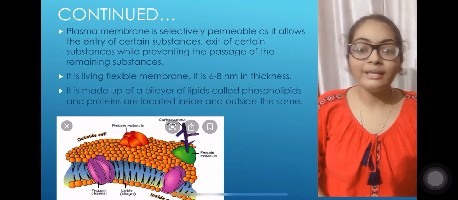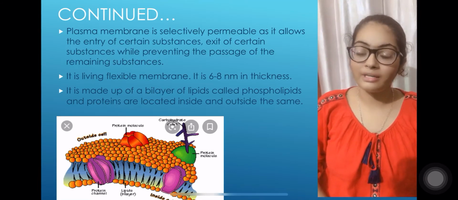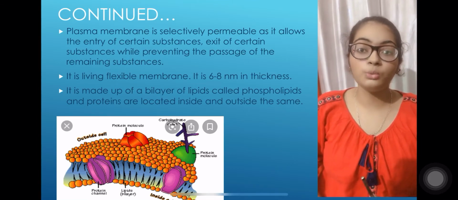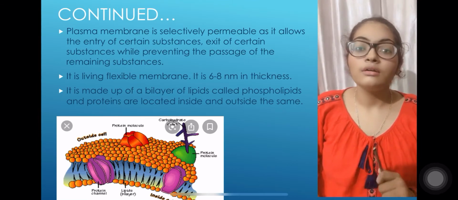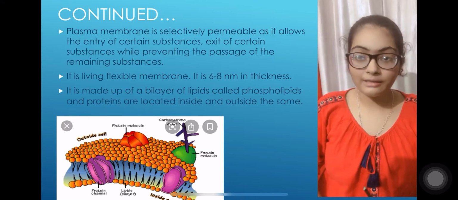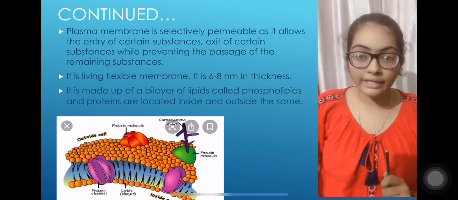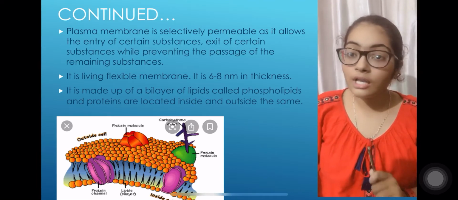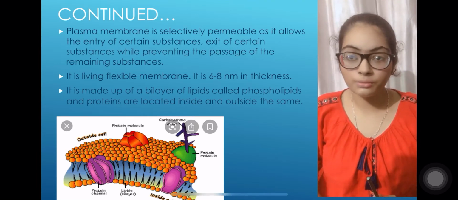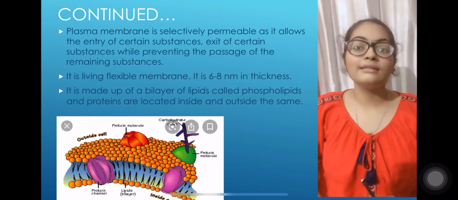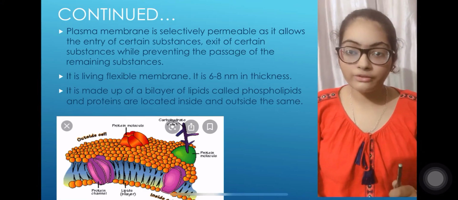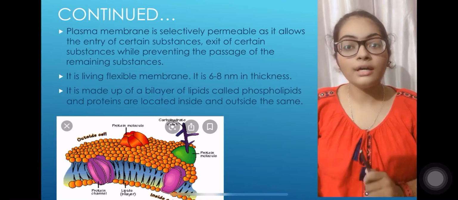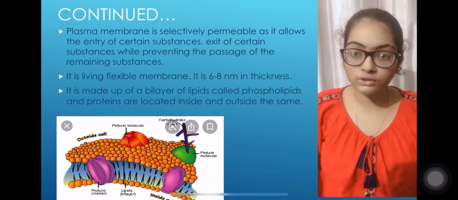Plasma membrane is a selectively permeable membrane. What do I mean by this word? Selectively permeable. Mark this word, it is very important. Selectively permeable membrane means it allows the entry and exit of certain substances. It doesn't allow all the substances to pass through it. It allows only certain substances for the entry and exit, whereas it does not allow the other substances to pass through it.